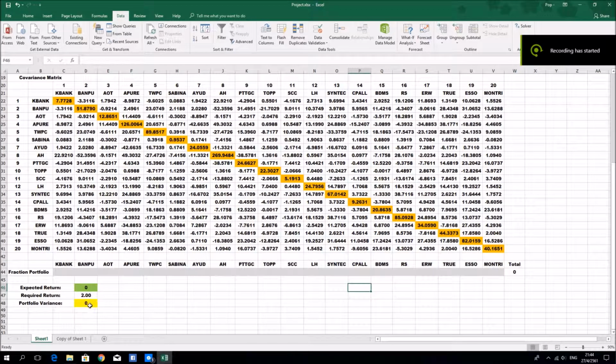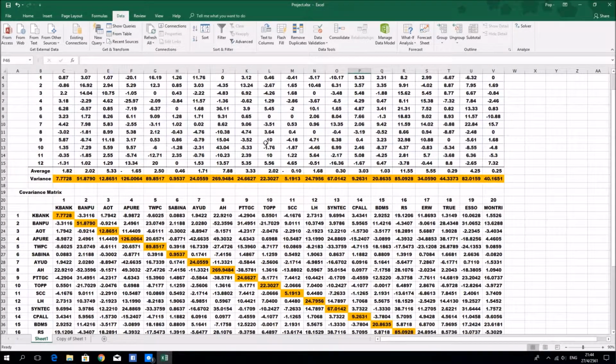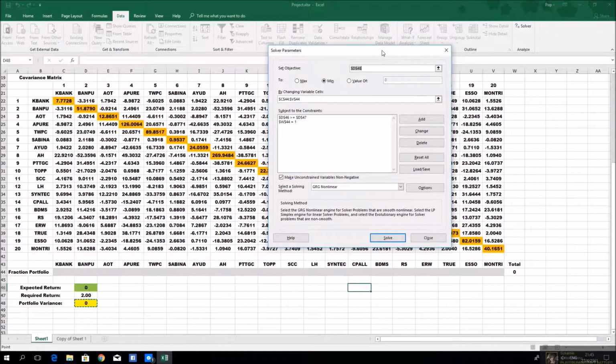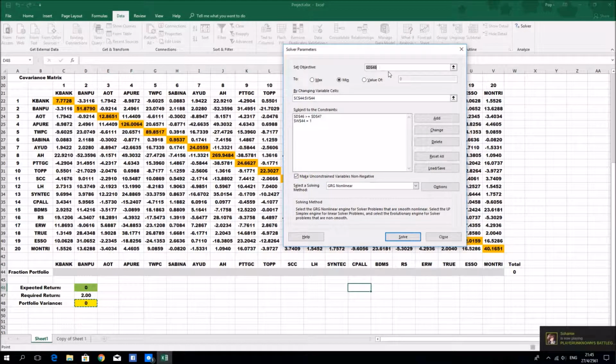After we put in the formula for the portfolio variance, our Excel is now ready to use the solver function. To go to the solver function, we first click Data, then go to Solver, then this will pop up. Let me do this to show you that we get the answer. I'm going to hit reset.